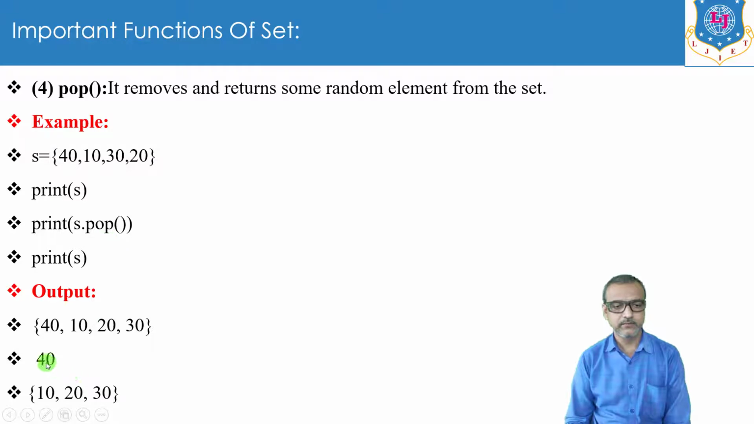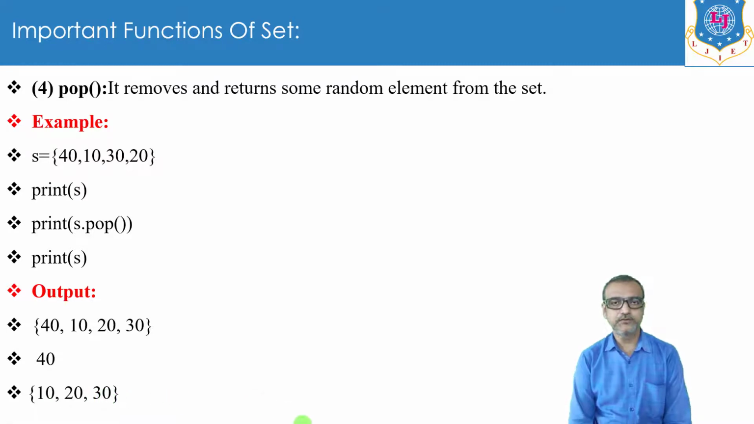See, here it will give us 40. So what is the output of this statement? That is 40. It means the 40 entry is removed from set S. Now print of S will give us the remaining elements of set S, that is 10, 30 and 20 in this case. So the output is, for the first print of S statement we have 40, 10, 20, 30. For the print of S dot pop statement we have 40, and finally for the last print of S statement we have this output, that is 10, 20 and 30.